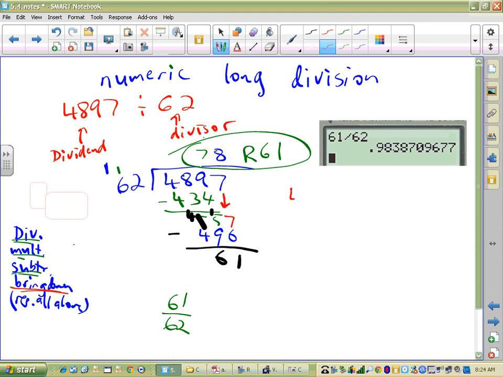4897, I said 4897, divided by 62 equals 78 and some more, right? Everybody with me on that? Because there's a remainder. The remainder is the "and some more" part, right? What does the word "and" mean in mathematical operations? Addition. So instead of saying "and," we're going to add, right?